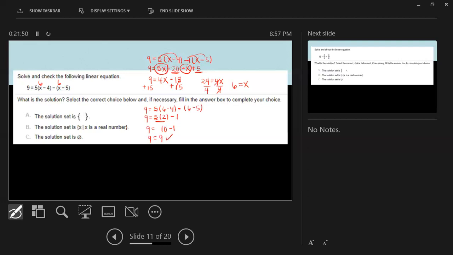So since I got 9 on both sides of the equal sign, that tells me that 6 is indeed the correct answer. So my answer will be A, and then I will put 6 here inside of the braces. And that's how you'll do an item similar to that one.